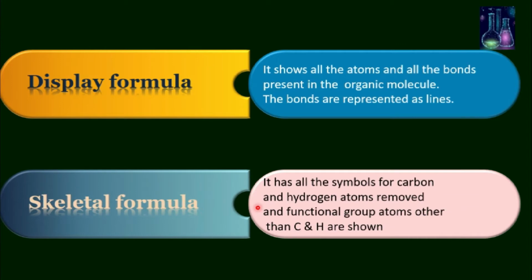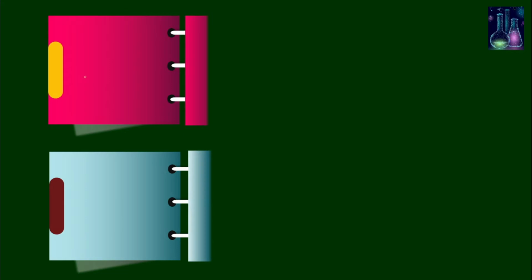It is the easiest of all and it has all the symbols for carbon and hydrogen atoms removed, and the functional group atoms other than carbon and hydrogen are shown. So carbon and hydrogen are not shown over here. Rest all the other atoms and functional group atoms are shown. This is the simplest of all. Let's try out the various formulas on an exemplary molecule. Let's begin with an example.